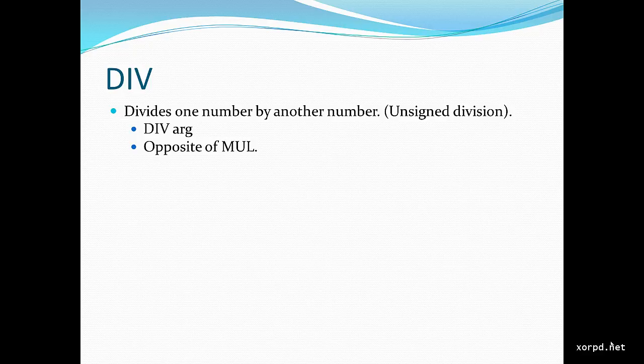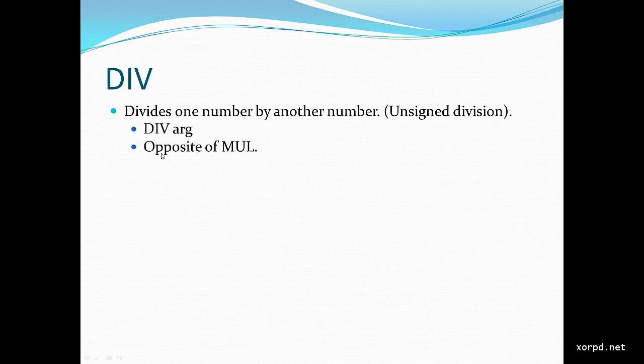Welcome back. We are going to talk now about the div instruction. The div instruction divides one number by another number. Again, strictly speaking, unsigned division, which means we don't consider numbers with sign, like negative and positive numbers, at this point. We only consider positive numbers. It looks like this: div and arg, which is the only argument of this instruction.